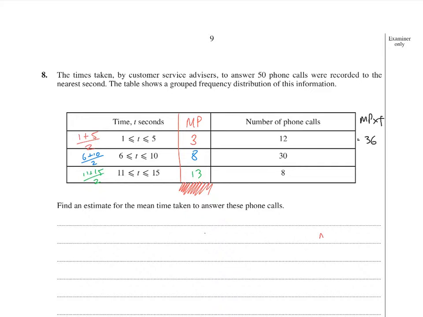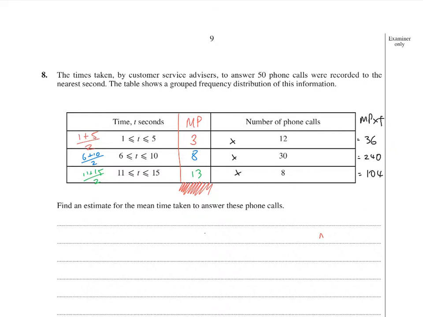Some people like to put times signs in between here. You can if you want. It doesn't make it wrong, doesn't make it better, but it sort of reminds you what you're doing. And then 13 times 8, that's going into the calculator. I think it's 104, but I don't want to be wrong. Yep, 104.